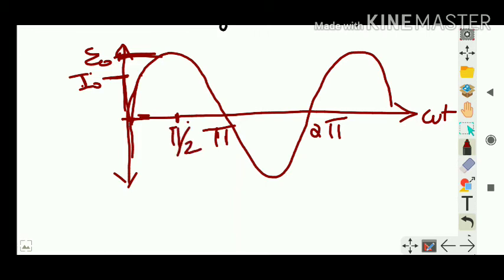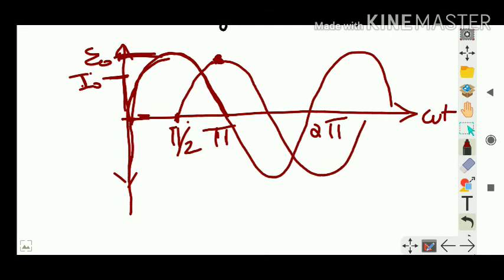So the current is lagging behind the voltage. Once the current reaches its peak point, here the voltage has reached its zero, whereas the current at that time would have reached its peak like this. This is the diagram.